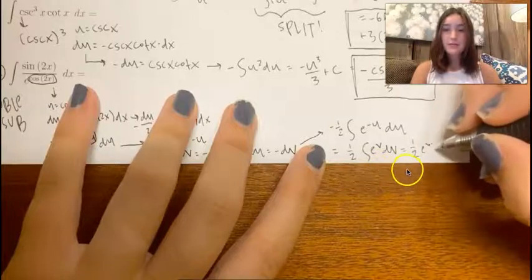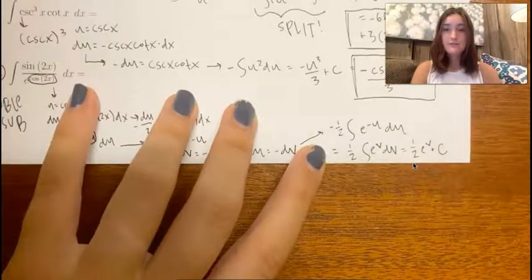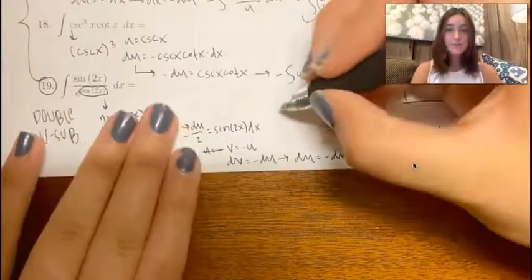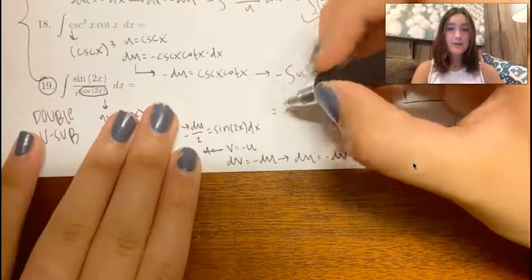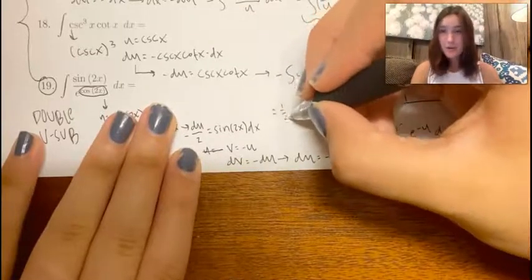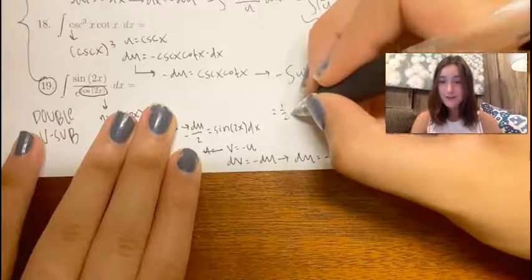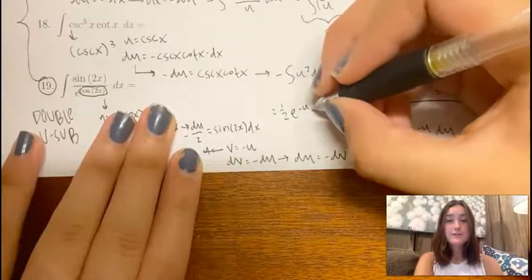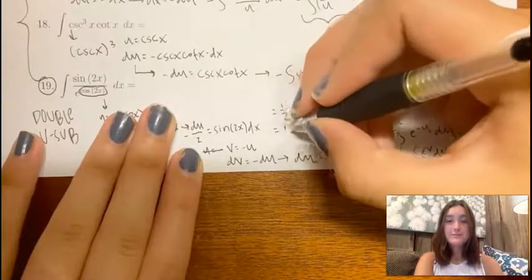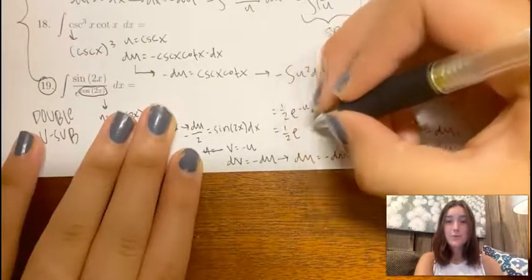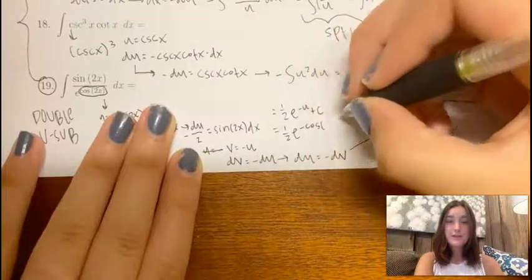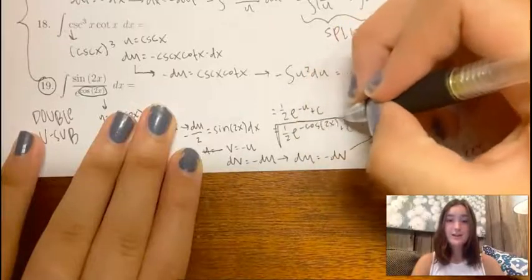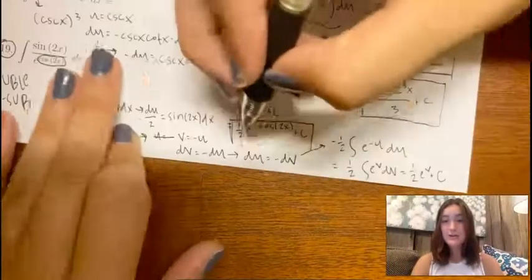And when I integrate, that's going to be 1/2 e to the v, because the integral of e to the v is just e to the v plus c. I'm moving all my work up here because I ran out of room. But that is just going to be 1/2 e to the negative u plus c. And I'm going to simplify it even more, making it 1/2 e to the negative cosine 2x plus c, because in our final answer we can't have any u's, we have to have all x's.